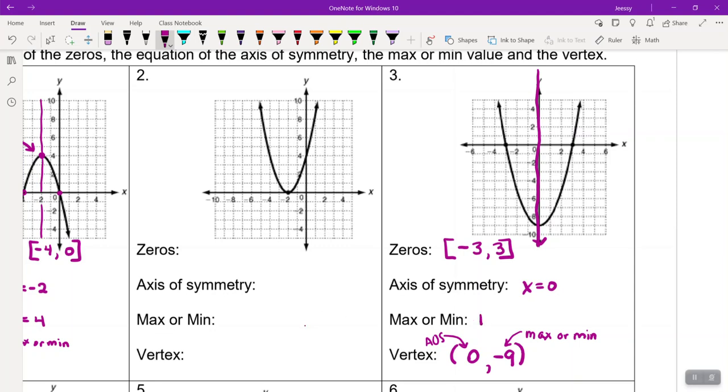The minimum is -9. Because if you look at the y-axis, the parabola only exists above that; -9 is the lowest point. That's why it's the minimum value.